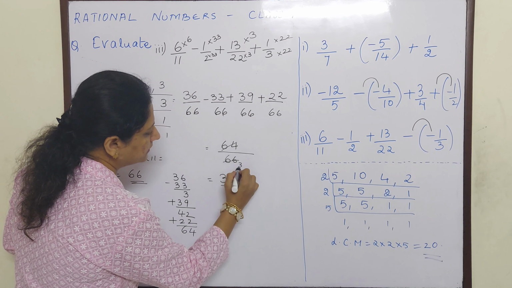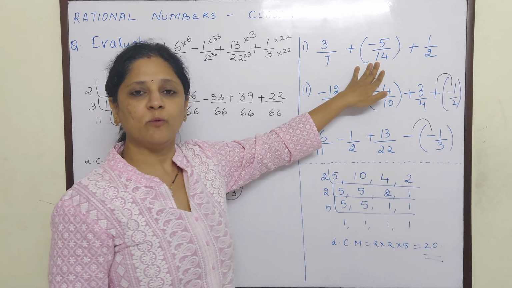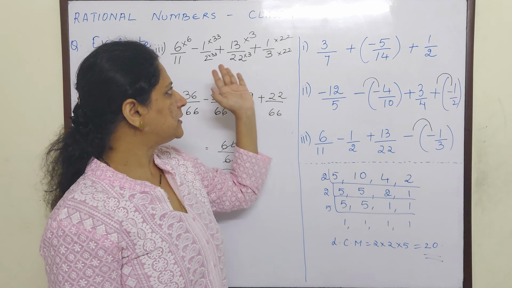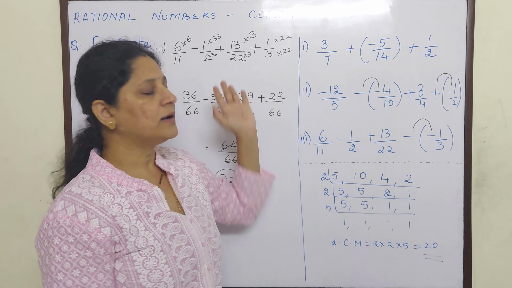So I hope you understood, children, the steps involved. First, see that every number has only one sign before it. Then find the LCM, make the denominators equal, and then go for addition or subtraction.